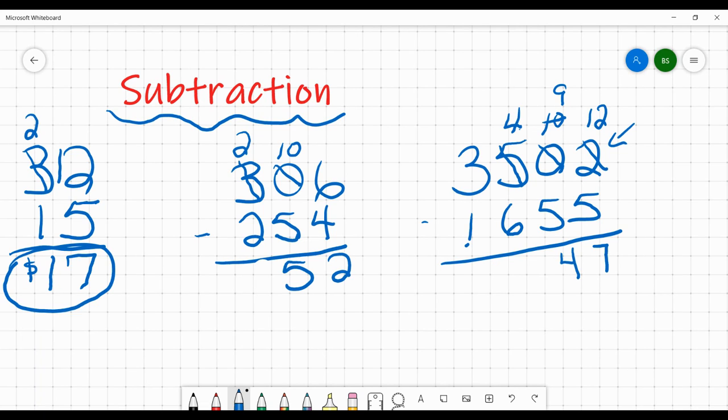Okay, and once again, now our neighbor 2 over is short, so he needs to borrow some money himself. Let's change that to a 2, and we'll add 10 to here. And if I'm not mistaken, 14 minus 6 is 8, and then 2 minus 1 is 1. Okay, and then I put my commas in at the end. That leaves us at 3,502, and you subtract 1,655. That would leave you with 1,847.